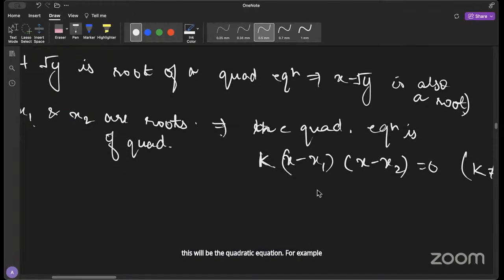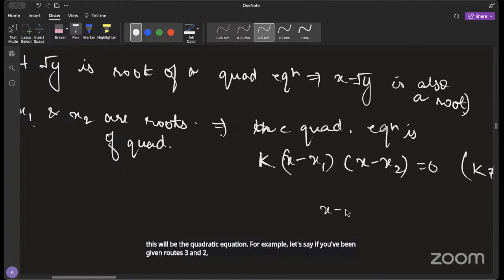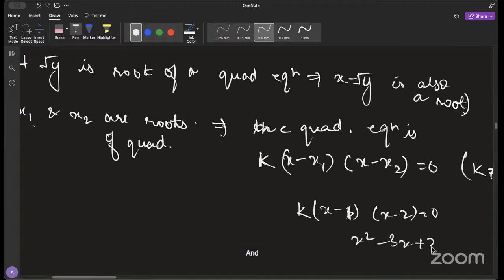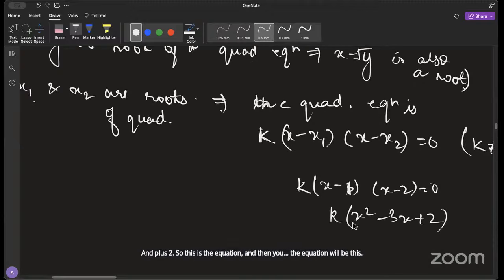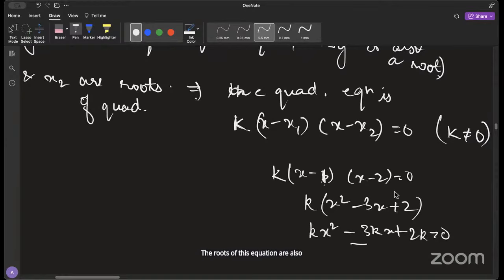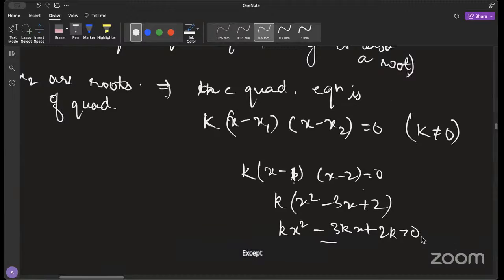For example, if you've been given roots 1 and 2, then the equation will be x minus 1, x minus 2, multiplied with k equals 0. So this will be x squared minus x minus 2x, so minus 3x, plus 2. This is the equation. Because if you have kx squared minus 3kx plus 2k equals 0, the roots of this equation are also 1 and 2 for all k, except obviously 0.